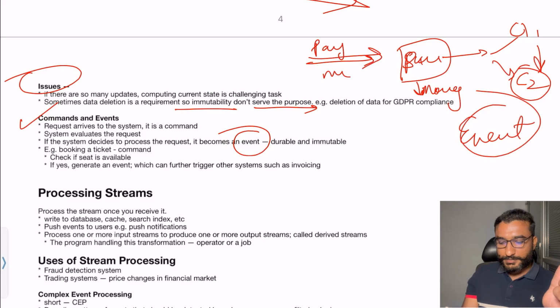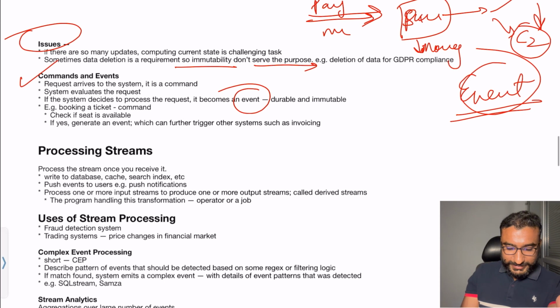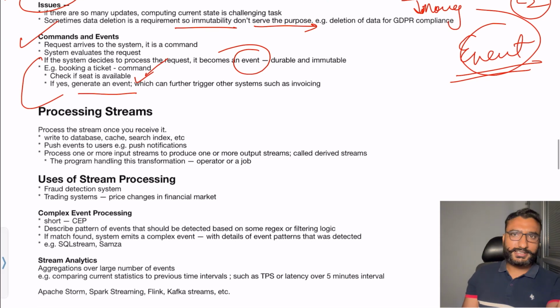So this is the command: pay money from C1 to C2. And once this processing is done, once this money transfer from C1 to C2 is handled, it is called an event. Another example is booking a ticket. Booking a ticket is the command, and checking if the seat is available is some sort of validation. Once the booking is done, you generate an event which can further trigger things such as invoicing, generating events that the invoice for that booking is completed.